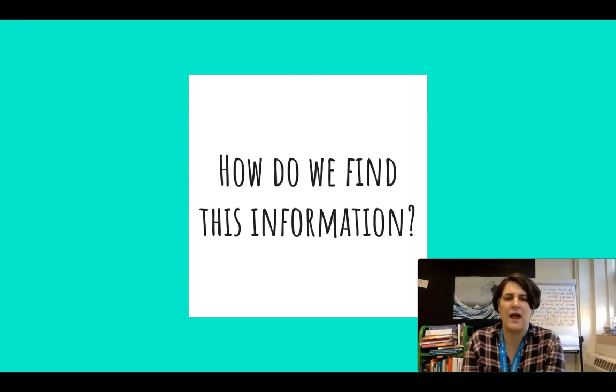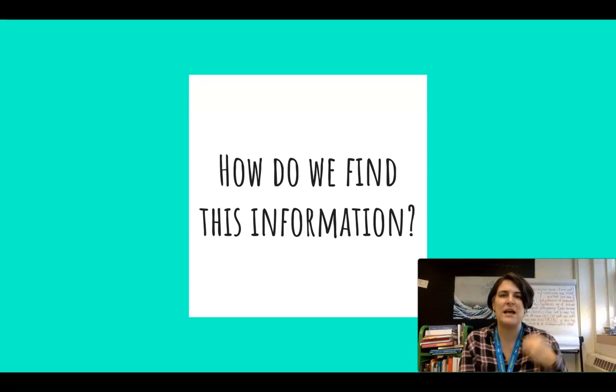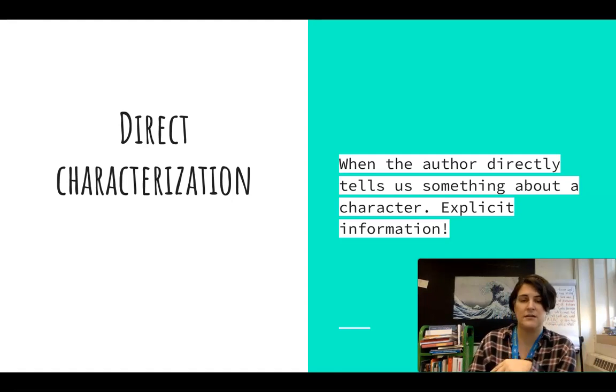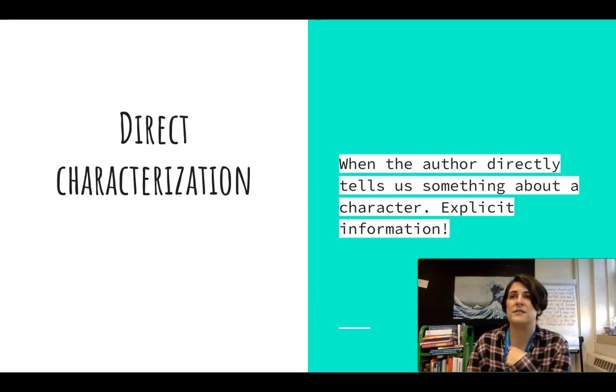But how do we figure out if a character is static or dynamic, simple or complex? Now, honestly, you guys have already been doing this. You've just been kind of doing it naturally. So we're going to give you some language to understand how we find it. First, we have direct characterization. This is explicit, where you can say, hey, the author right here says they have blonde hair, blue eyes. That's what they look like. Or when the author says, they were very nice.